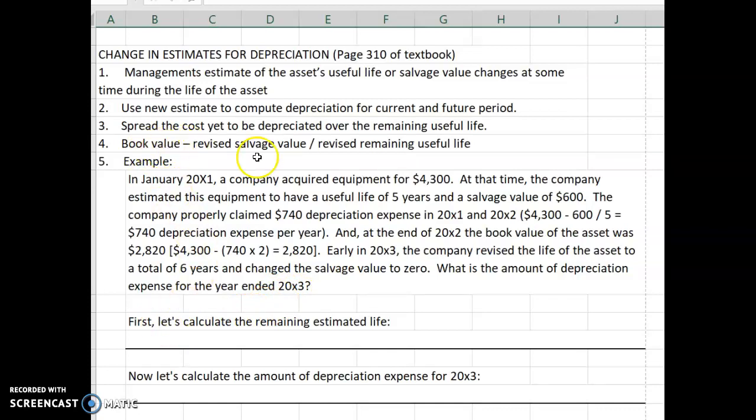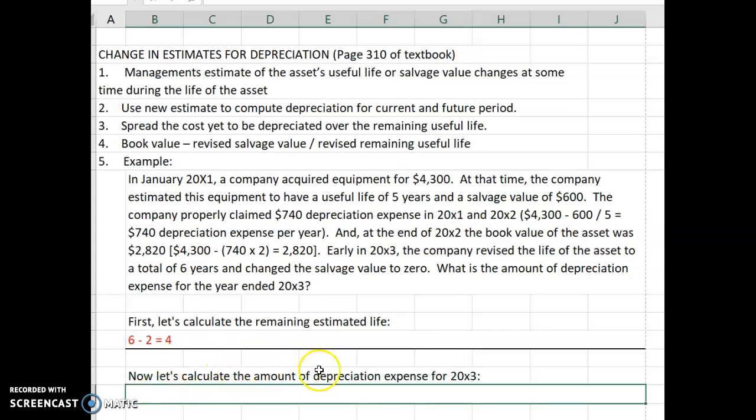We know what the book value is. We know what the revised salvage value is. Let's calculate the revised remaining useful life. We know that the total revised useful life was changed to 6 years. 6 years minus the 2 years that we've already depreciated the asset for 20X1 and 20X2 means that the remaining estimated life is 4 years.